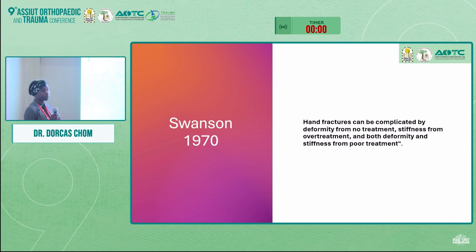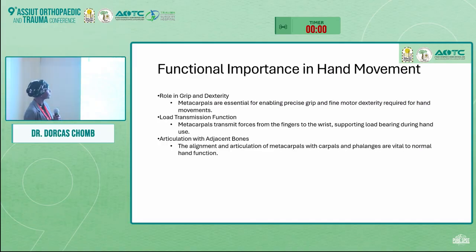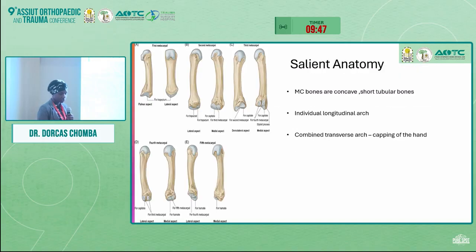Swanson in 1970 said that hand fractures are complicated by deformity if not treated, stiffness if over-treated, and both if poorly treated. The importance of the metacarpal bones is that they articulate between the carpal bones and your digital bones, your phalanges. So in that way, they help to transmit the force between the fingers and the wrist. They're also very important in terms of grip, and we will discuss this a little bit more.